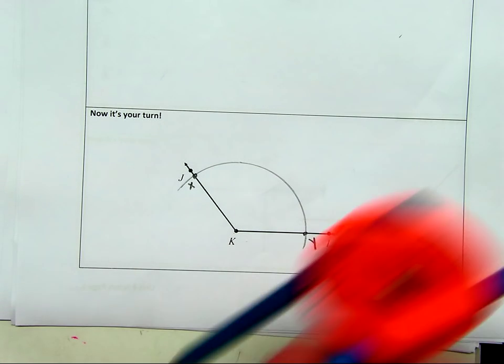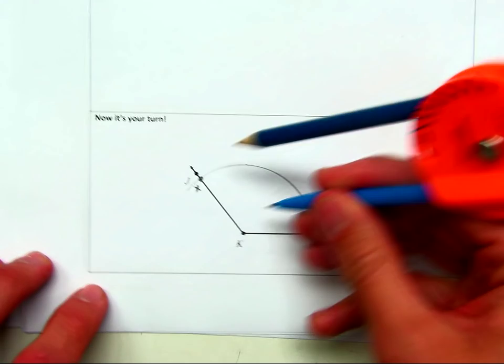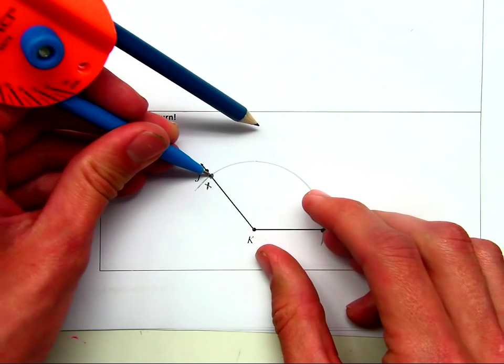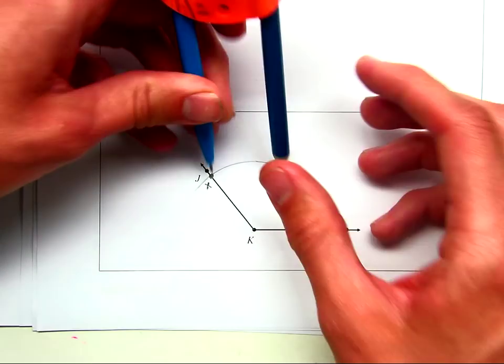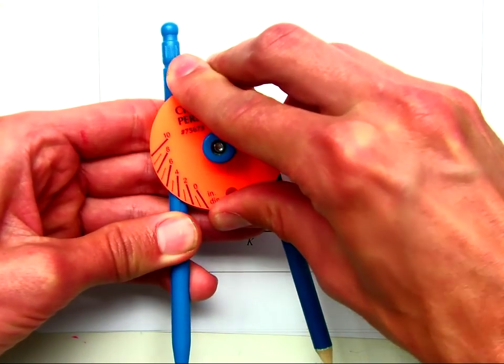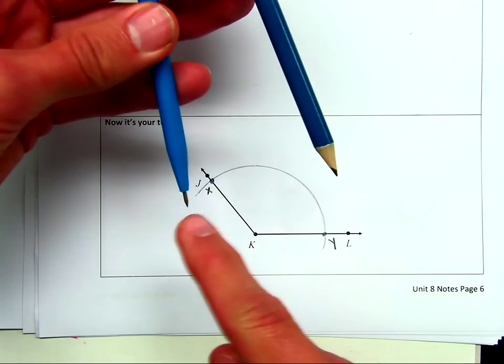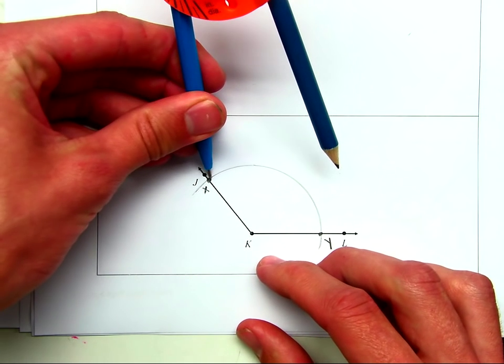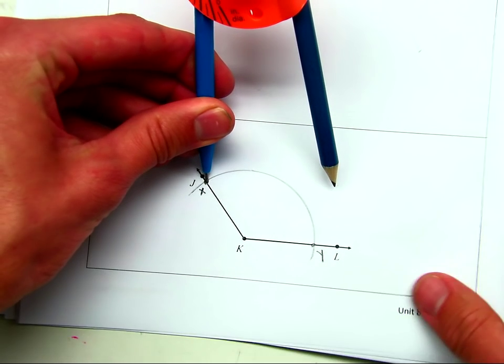Then, place the needle at either point. I'm going to start with X. And you're actually going to have to adjust the width a little bit wider. Since the angle is so big, let's bring these 2 further apart. Alright, now you want to put the needle at X and draw an arc.